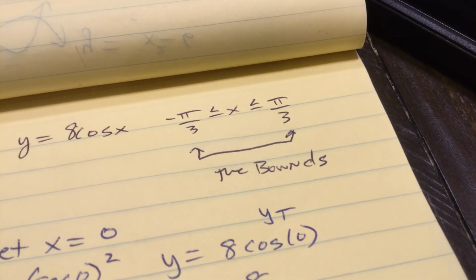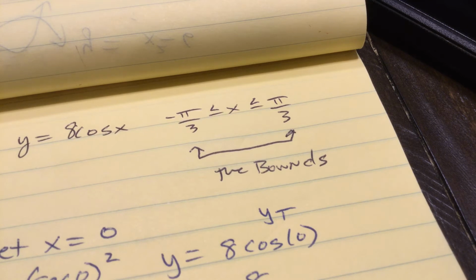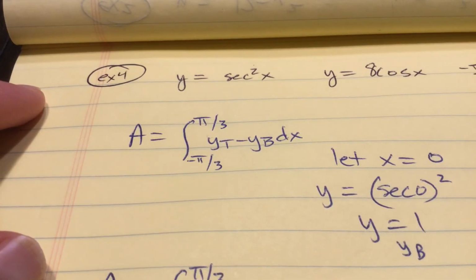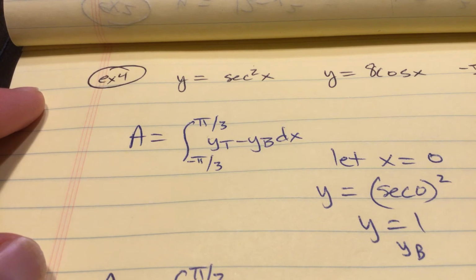I do give you bounds. Negative pi thirds, 2 pi thirds. All right, I have given you bounds on that one. So I know the area. Negative pi thirds, y top minus y bottom.